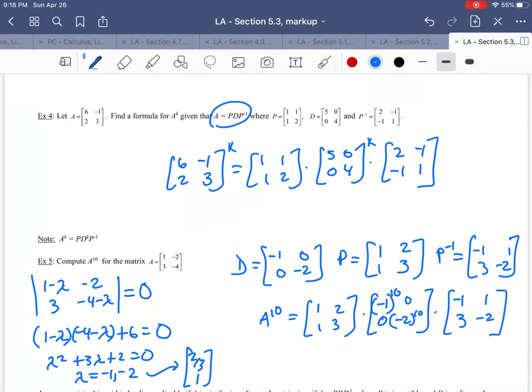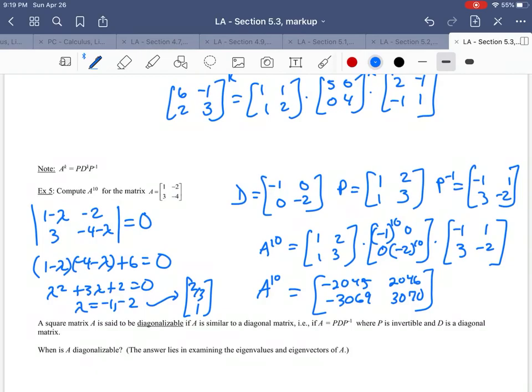So if you do those quick multiplications, you will see that A to the 10th comes out to -2,045, -3,069, 2,046, and 3,070. All right. But it's easier than multiplying A by itself 10 times. I know it seems like a lot of work, but it's easier than doing the other thing 10 times because it just will get kind of tedious there. All right.